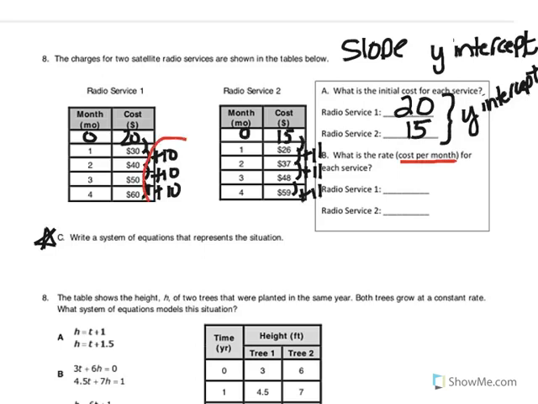So here's the cost per month for Radio 1, $10 per month. And on the second one, it's $11 per month. Now, write a system of equations that represents the function. So remember, we need the slope and the y-intercept to write our equations. So I think you could do this. Hit pause, write the two equations. Then you can check your work in just a minute.